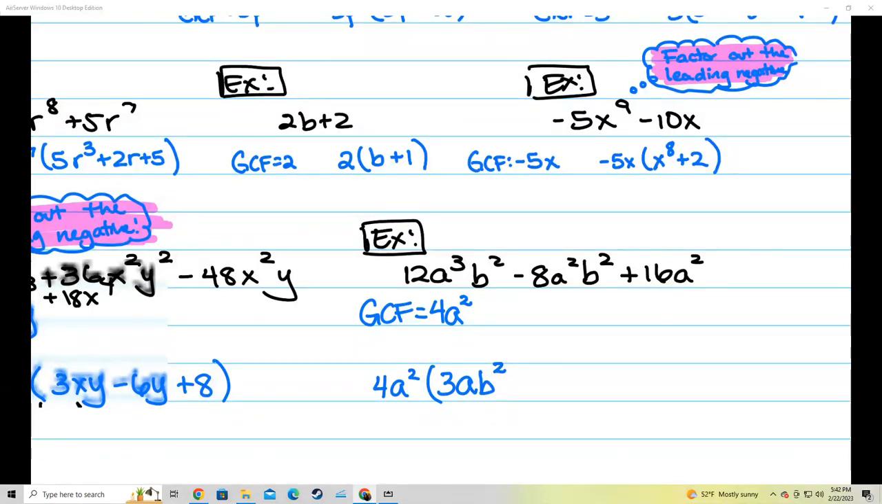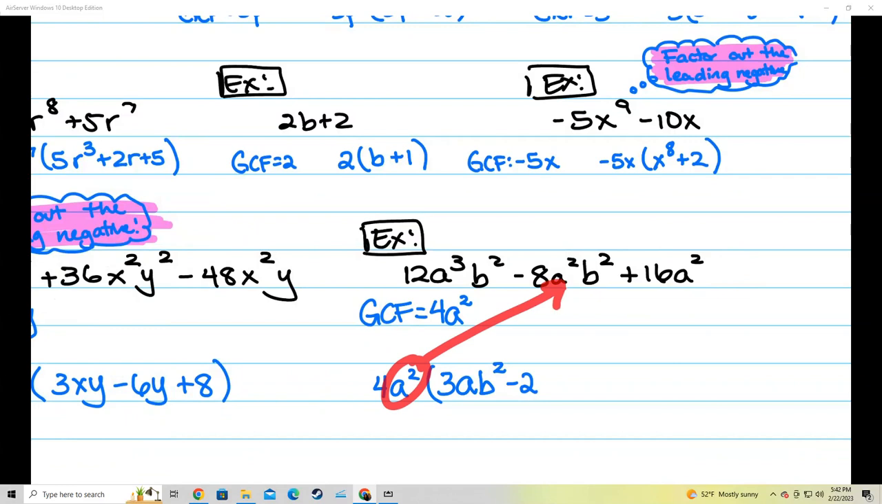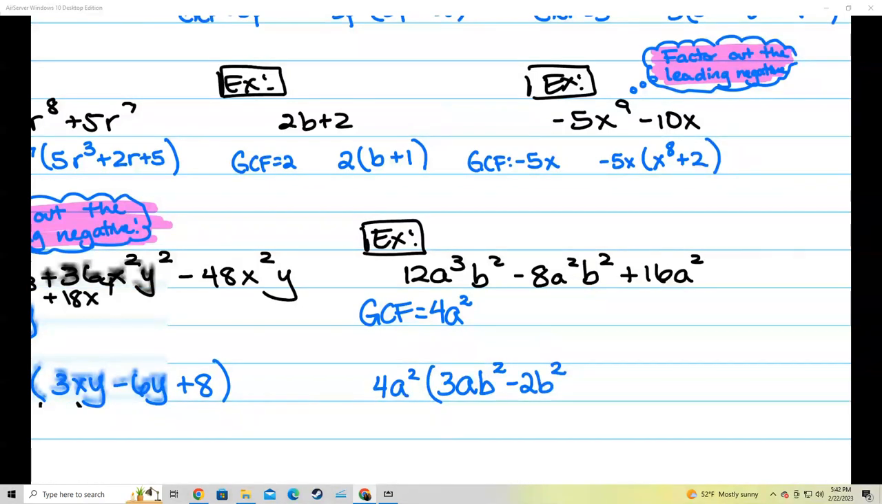For the second term, I'm trying to get from 4 to negative 8. That means 4 times negative 2 gives me a negative 8. I'm trying to get from an a squared to an a squared. I don't need any more a's. I'm good there. And I'm trying to get from no b's to having a b squared. That means I need both of those b's. I'm going to write b squared.